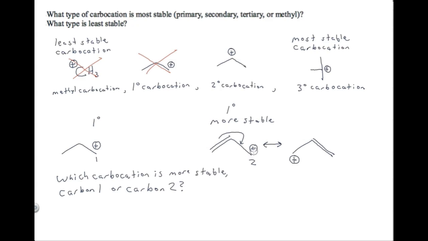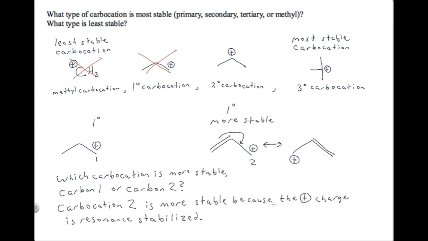Well, that's preferable to having a full positive charge on one carbon. Nature prefers charges to be spread out through resonance rather than concentrated in one region without resonance. That's the reason why this carbocation is more stable. Resonance stabilizes formal charges. This carbocation is more stable because it's resonance stabilized. There are no other resonance structures for this picture because there's no pi electrons to move around, so this is a less stable carbocation.